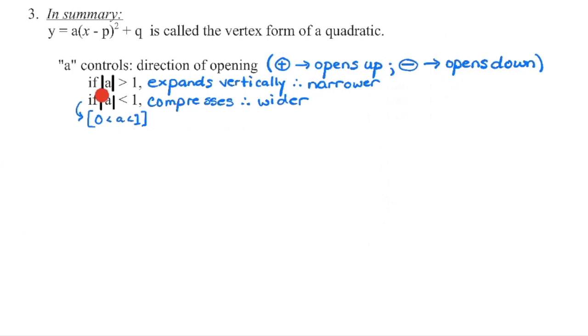If the absolute value of a is greater than 1, so absolute value means you take the positive value of a. So if you ignore the sign and just take that value, anytime a is greater than 1, we're going to expand vertically. Our parabola is going to therefore get narrower. If the absolute value of a is less than 1, so basically if a is between 0 and 1, our graph is going to compress and therefore get wider.